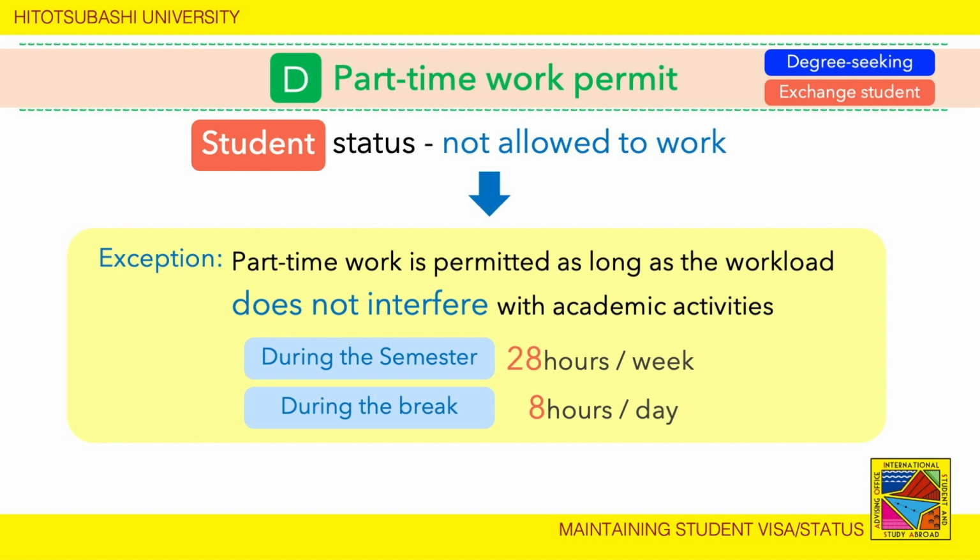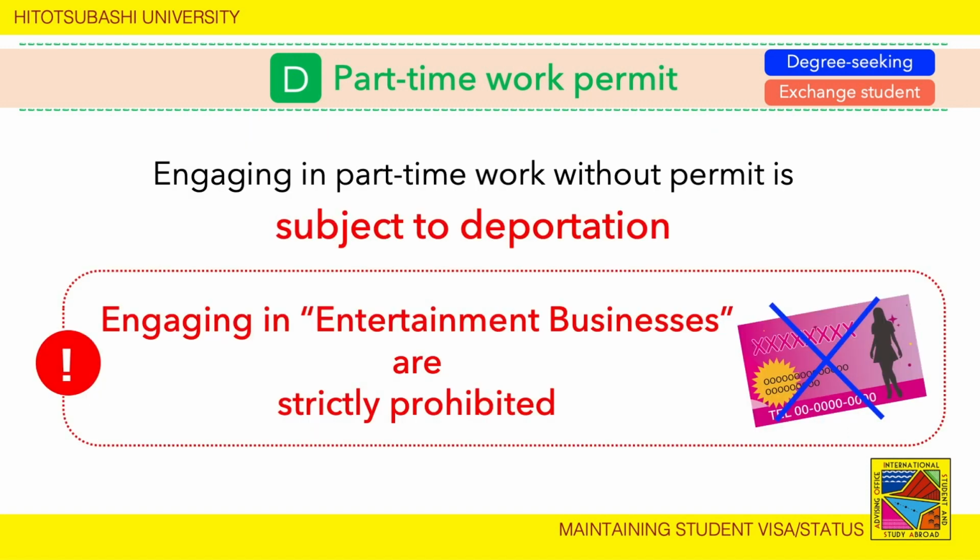That's defined as 28 hours per week or less during the semester. And during the break, it's 8 hours per day or less. It's obvious that you cannot engage in part-time work without a permit. However, even if you do have a permit, engaging in adult entertainment business is strictly prohibited for obvious reasons. Now, there are sometimes when you're asked to distribute ads or tissue paper with a little ad of these adult entertainment businesses. That is also going to get you in trouble. So please be aware of what you are actually promoting.